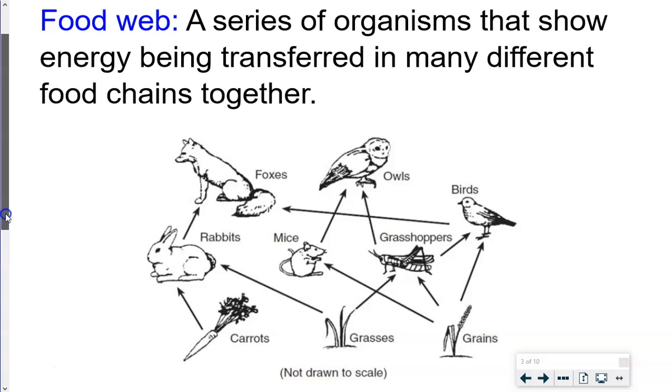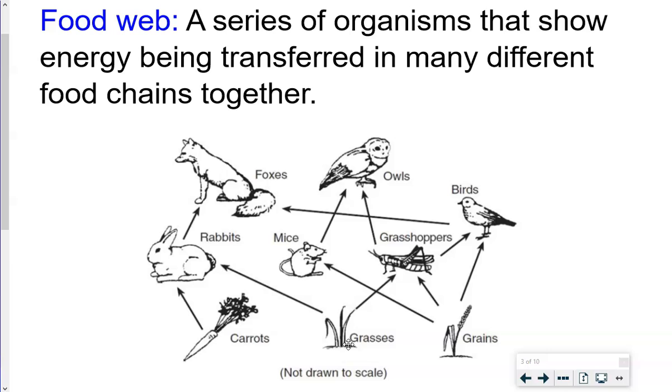So let me show you what I mean by many food chains. Here's some carrots. The carrot energy goes to the rabbit, and the rabbit's energy goes to the fox. That's a food chain: carrot, rabbit, fox. A different food chain would be the grain. Energy goes to the grasshopper, energy goes to the bird, and energy in the bird goes to the fox. That's another food chain: grain, grasshopper, bird, fox.